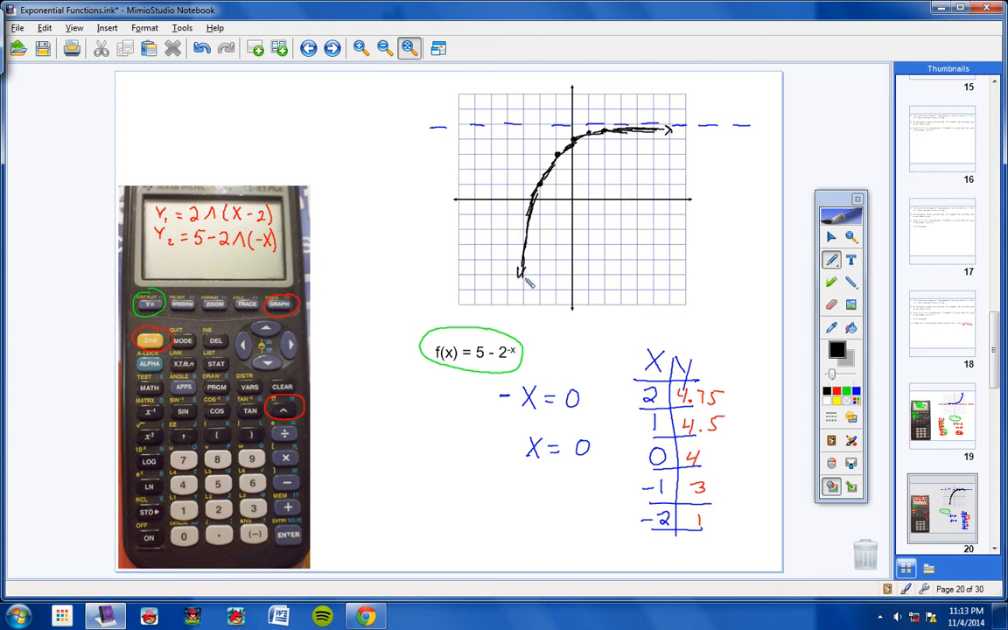So really, students, not that difficult as long as you use the 4 steps I've given you. They're really not that difficult to graph, okay? All right, let's continue on.